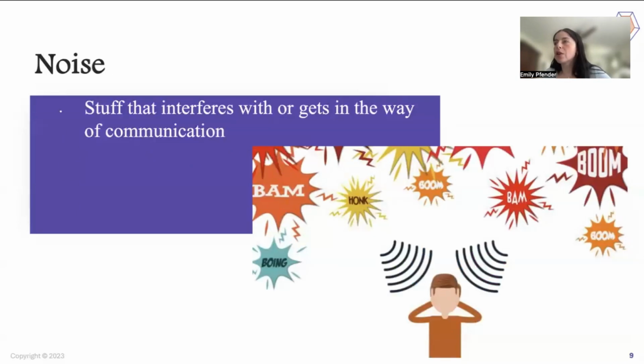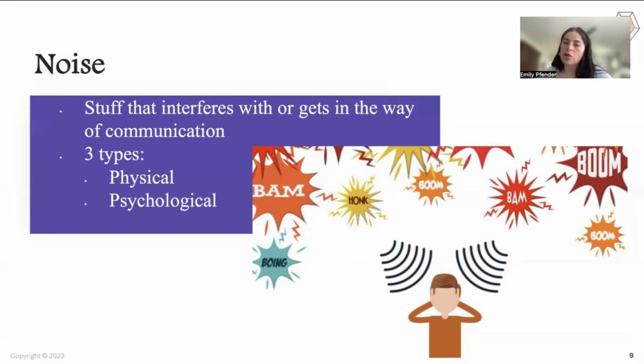This is stuff that interferes with or gets in the way of communication. So we have three types of noise that could happen. Physical noise would be things that physically get in the way of communication. Maybe I'm playing music during this entire presentation. That would be distracting for you. Maybe a fire truck goes by and you can't hear me. That's physical noise.